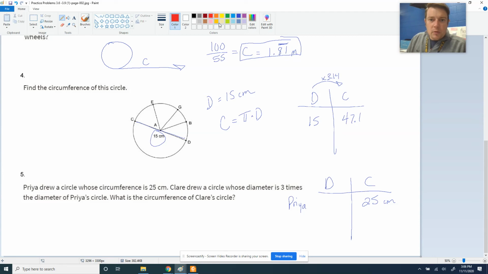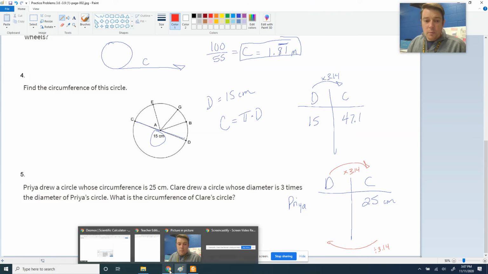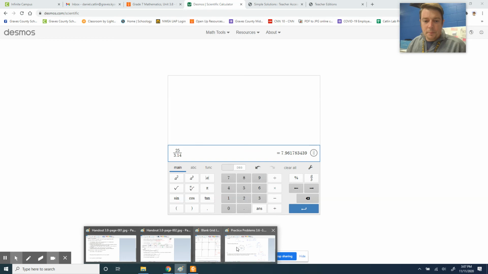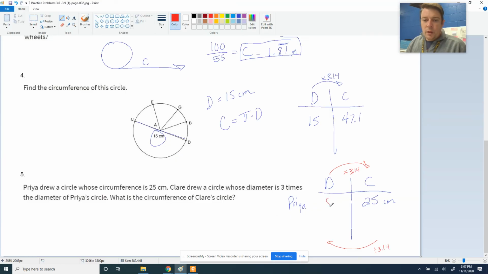So we should be able to, since we know the multiplier to get over there is 3.14, we can come back with division by 3.14. So if we divide 25 by 3.14, we'll get about 8. We're going to go with 8. That's pretty darn close to 8. So we're going to go back, and that's really close to 8 centimeters.